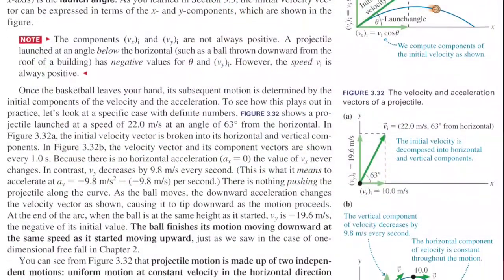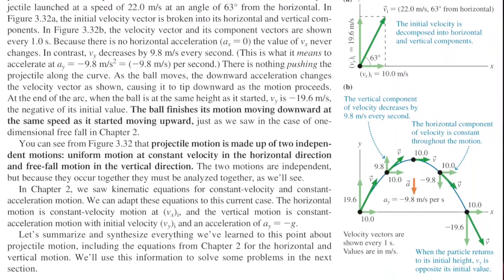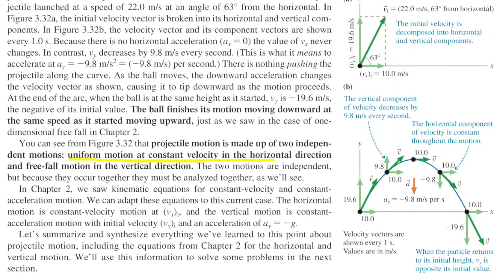Well, the vertical motion is just free fall. And that's not a surprise because we know the ball's in the air, the only force that's acting is gravity. And so the acceleration is just the free fall acceleration, and the vertical motion is just free fall. The horizontal motion is uniform motion. The vertical motion is free fall. So it's two motions which we can treat independently, but when we analyze problems, we have to treat them together.